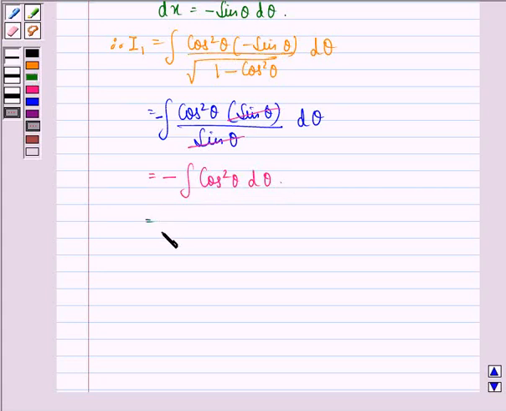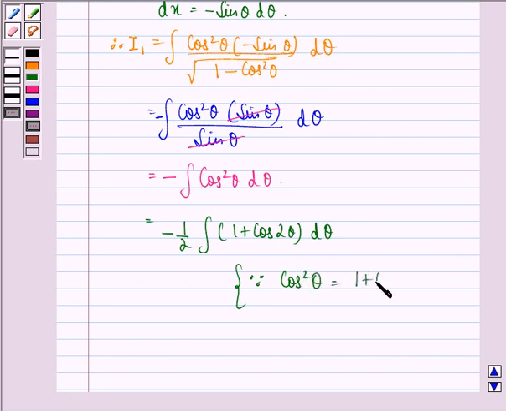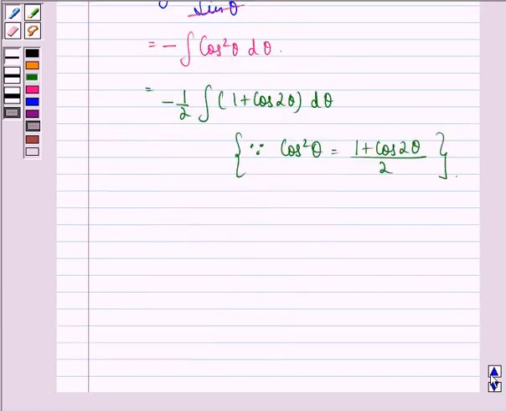This is equal to minus 1 by 2 integral 1 plus cos 2 theta d theta. This happens because cos square theta is equal to 1 plus cos 2 theta divided by 2, because 1 plus cos 2 theta is equal to 2 cos square theta. Now taking them separately, we get minus 1 by 2 integral d theta minus 1 by 2 integral cos 2 theta d theta.